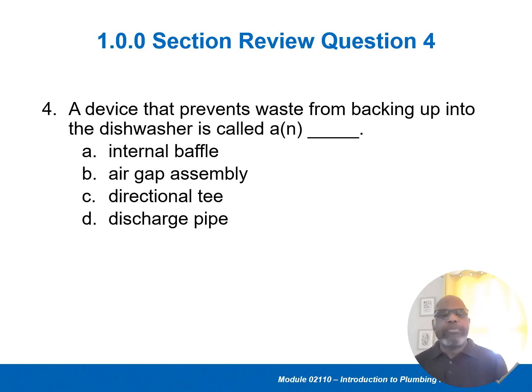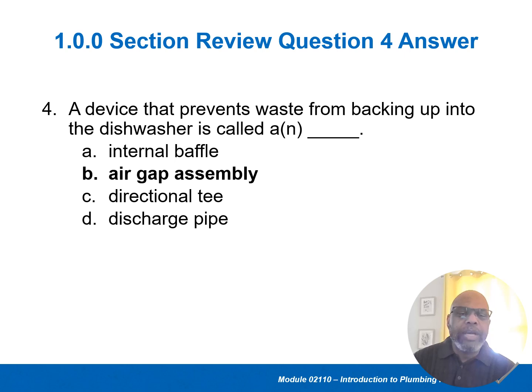A device that prevents waste from backing up into the dishwasher is called: internal baffle, air gap assembly, directional T, or discharge pipe? Air gap assembly. Sometimes they call it external air vent.